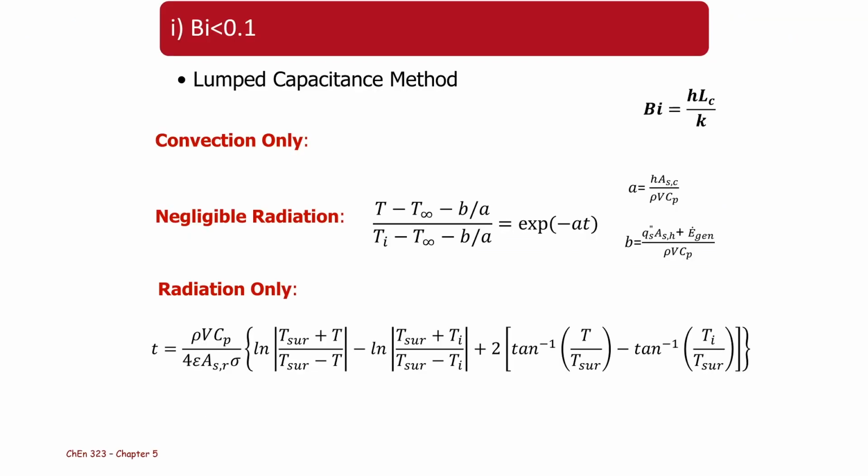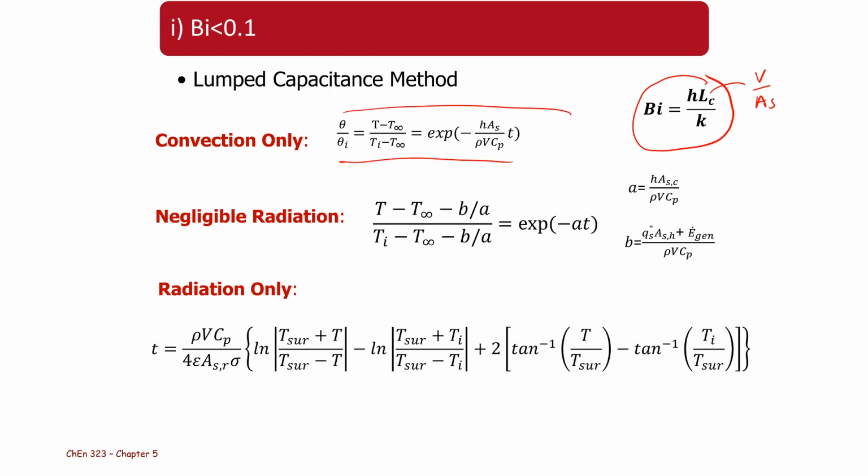So in the lump capacitance method, the first step was the calculation of the Biot number. And the Biot number is calculated in terms of the critical length, which is defined as volume over surface area experiencing convection. So we already have the solutions given, and we derive all of these actually. So these are the solutions for lump capacitance method.